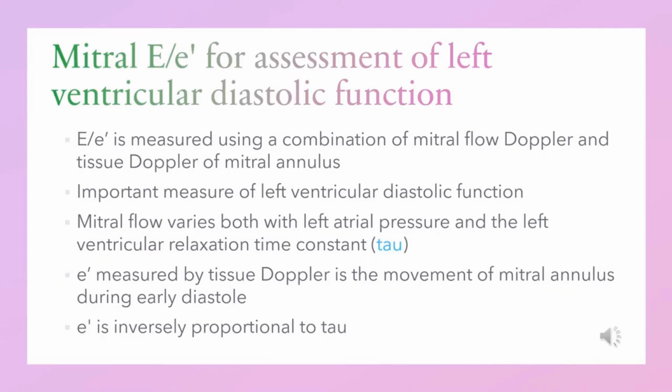E by E prime is measured using a combination of mitral flow Doppler and tissue Doppler of the mitral annulus. It is an important measure of left ventricular diastolic function. Mitral flow varies both with left atrial pressure and the left ventricular relaxation time constant, which is known as tau. E prime measured by tissue Doppler is the movement of the mitral annulus during early diastole. It is inversely proportional to tau.